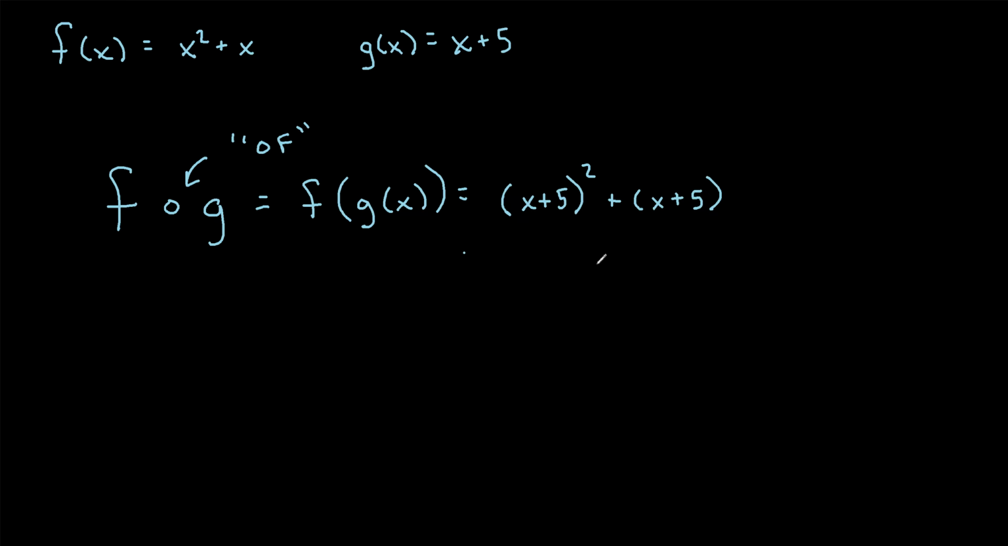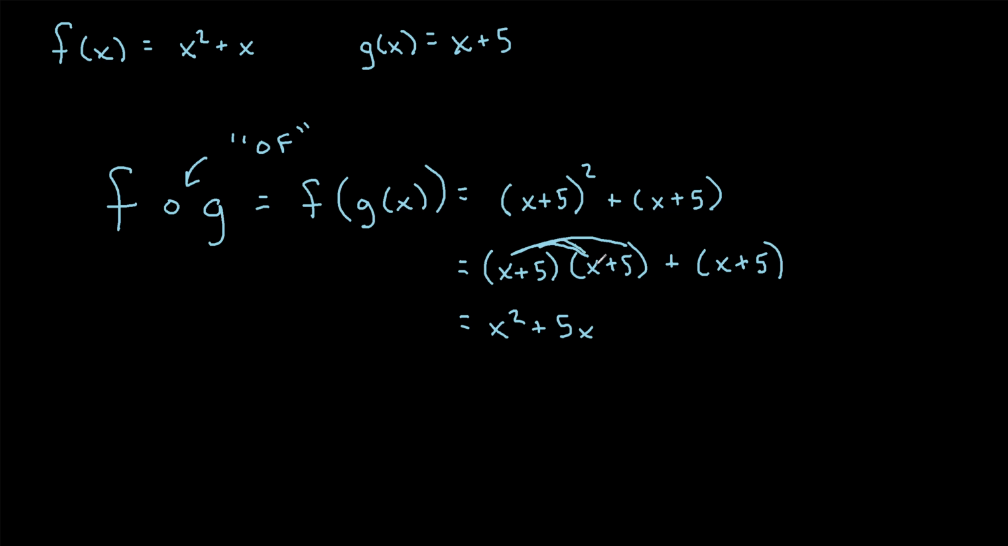And now we just need to simplify. So x plus 5 squared, we can rewrite that as x plus 5 times x plus 5. And then we've got this plus x plus 5 out here at the end still. So let's go ahead and FOIL these two terms. So we'll get x times x, that's x squared. X times 5, that's 5x. 5 times x, that's 5x. And 5 times 5, that's 25.